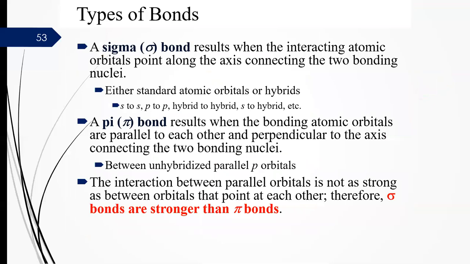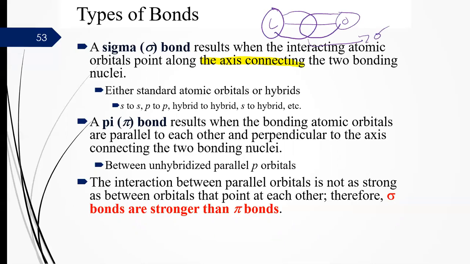So for our types of bonds, we have two. The first one is called a sigma bond, and this is when the interaction is along the axis. So that means that they're directly between our two atoms. So if this is our carbon and this is our oxygen, then the bond that occurs here, let's say half from the carbon, half from the oxygen, because it's in line with their axis, is going to be the sigma.